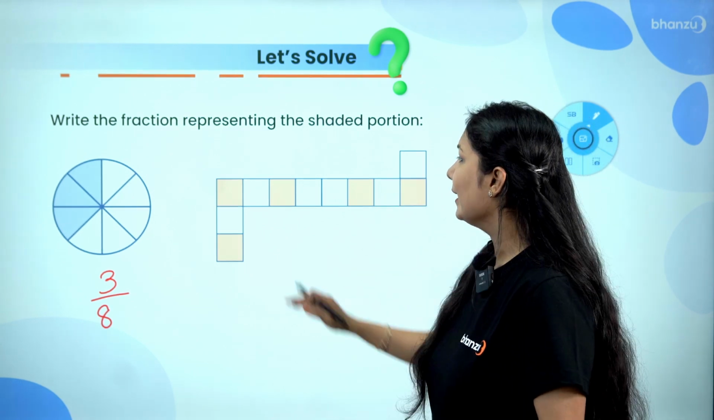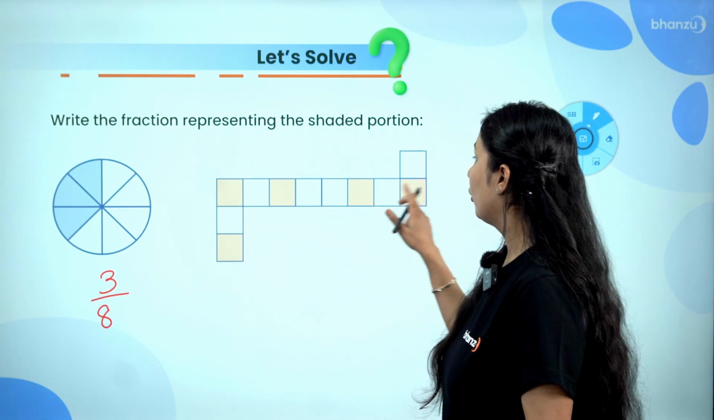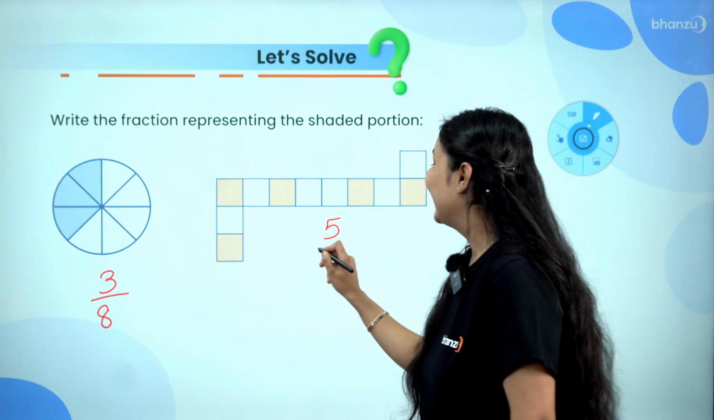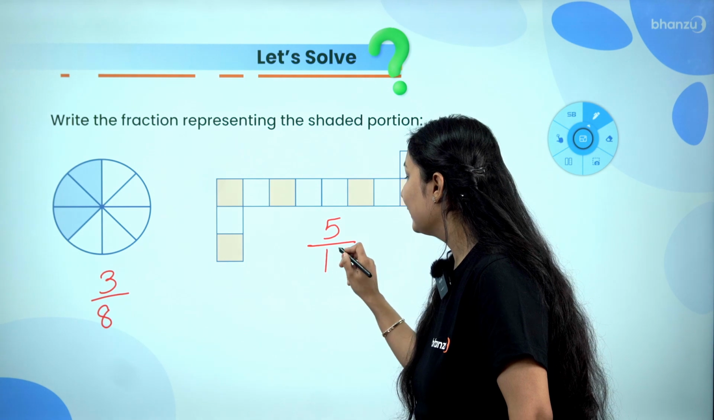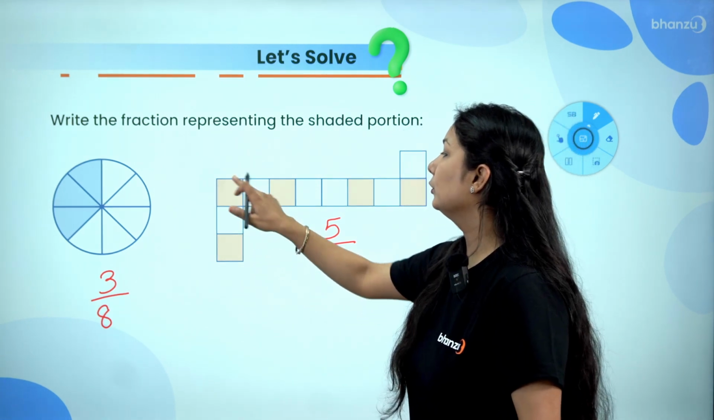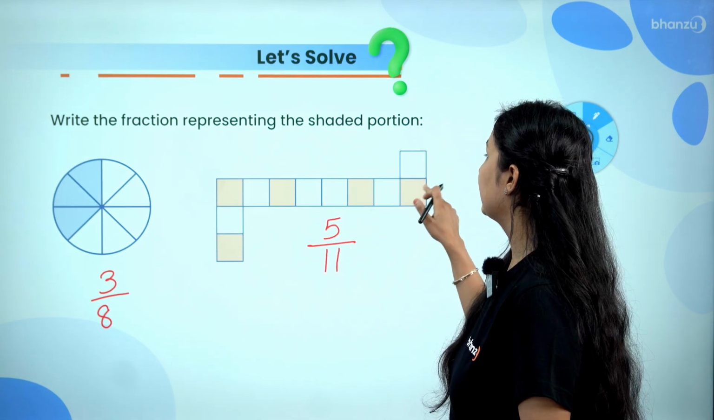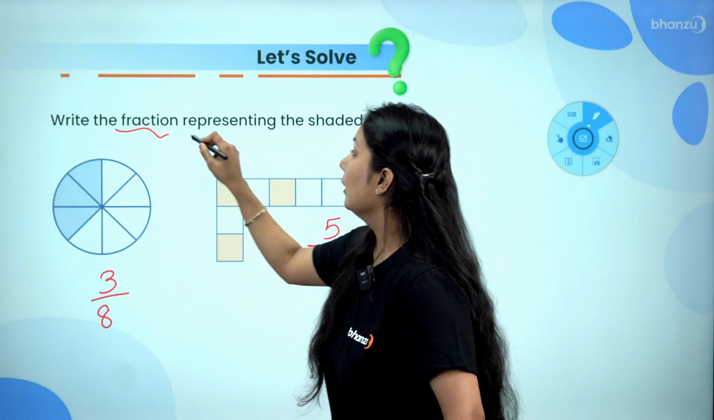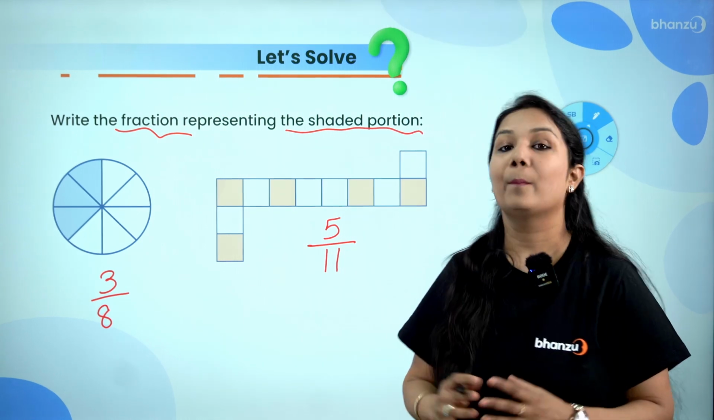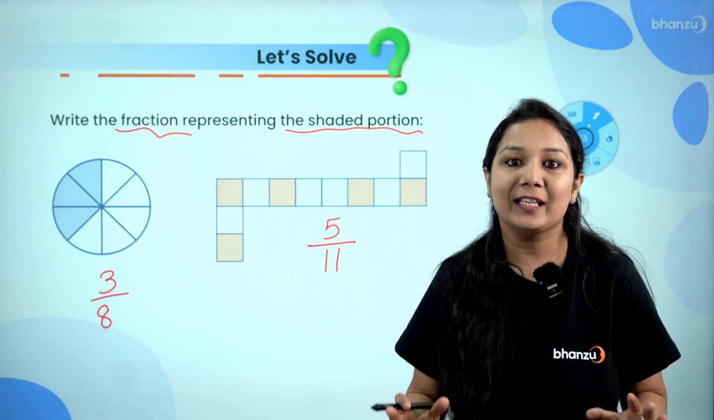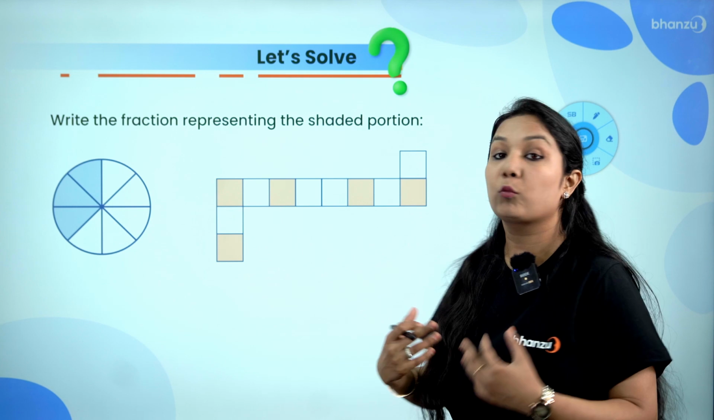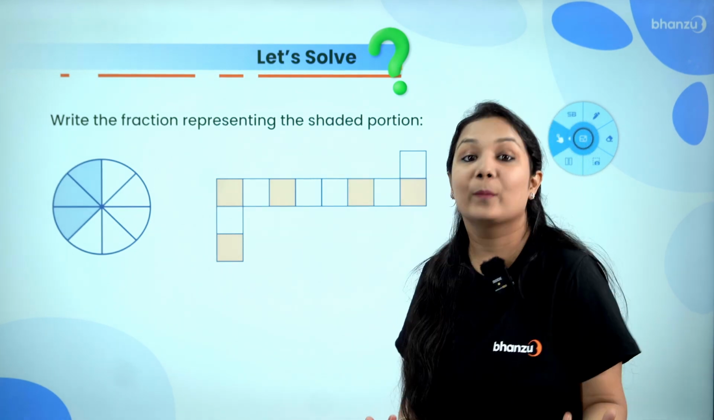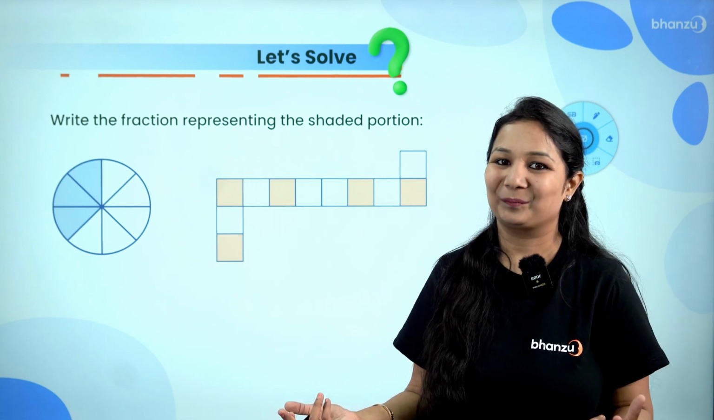And what about the next one? Here we have 1, 2, 3, 4, 5 shaded portions upon the total number of squares, that is 11: 1, 2, 3, 4, 5, 6, 7, 8, 9, 10, 11. So this is how we write the fraction representing the shaded portion. Got it? Is everybody clear till here about what a fraction is and how we represent it? What is a numerator? What is a denominator?